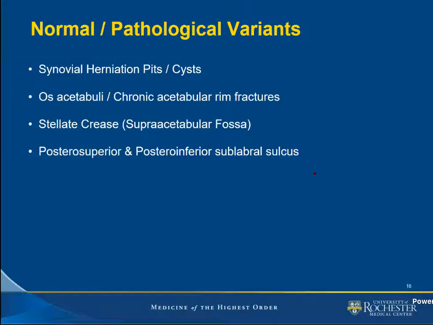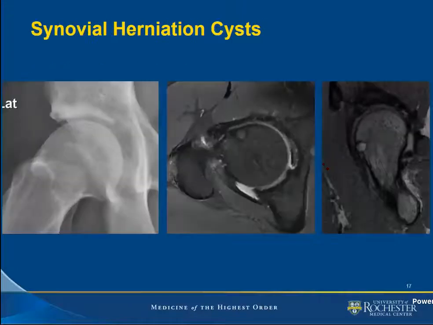We're going to talk about some normal and pathologic variants. First, we're going to talk about synovial herniation cysts. This is also referred to as Pitt's because this was discovered by Dr. Pitt. I thought it would be funny if Dr. Pitt actually worked out of Pittsburgh. However, he actually worked out of Arizona and Alabama, so it doesn't roll off the tongue as easily as saying Pitts from Pittsburgh. But you'll notice that these synovial herniation cysts are cysts that are occurring at the anterior lateral femoral head neck junction.